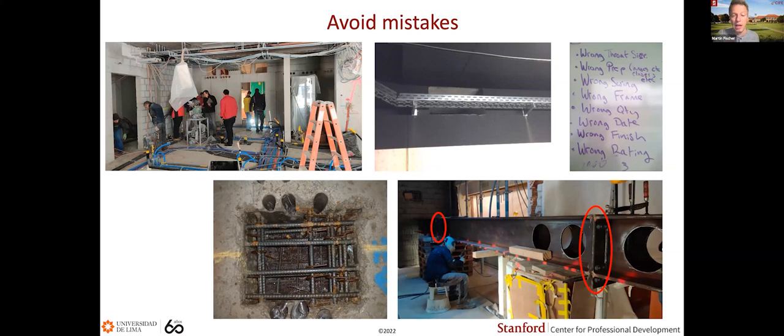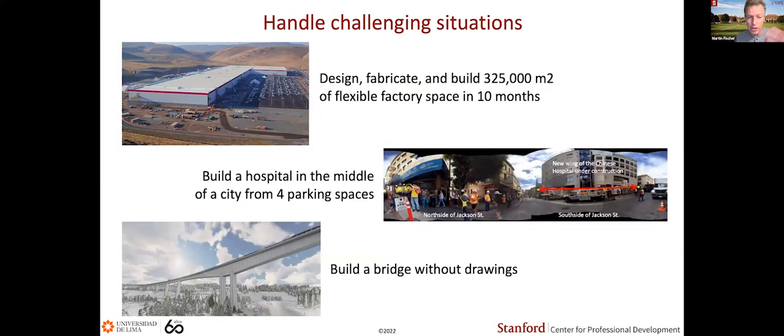And we can absolutely avoid them. We have seen on many projects. And we often find very challenging situations like the one that I mentioned already, the Tesla factory, to design, fabricate, and build 25,000 square meters of flexible factory space in 10 months. You can imagine it's a bit of a challenge.